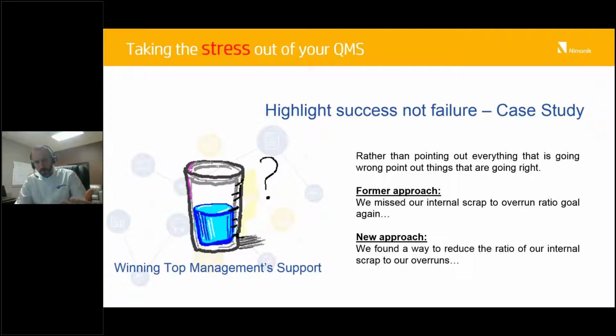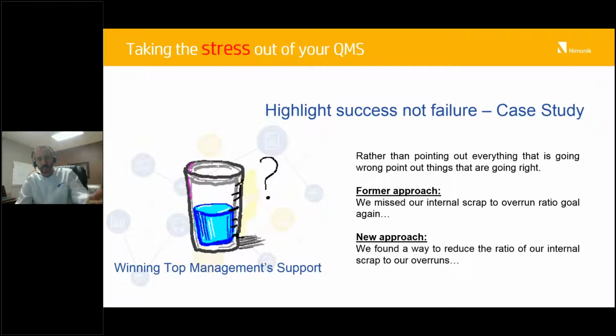And so I had another client, they were struggling with their scrap to overrun ratio. What I mean by that is in their particular industry, they knew that their particular production processes produce 20% scrap. They know that it's in the process. And so they build that into their quoting, they build that into their overruns. And so a data point that is more important to them than scrap rate is their overrun to scrap ratio.